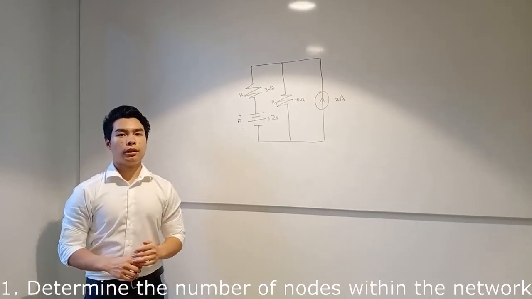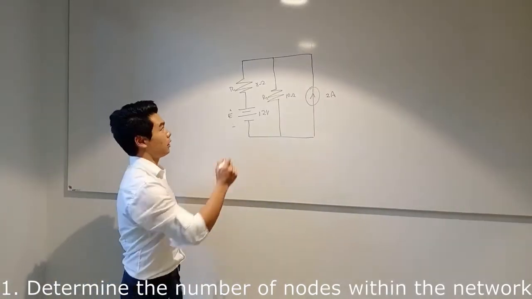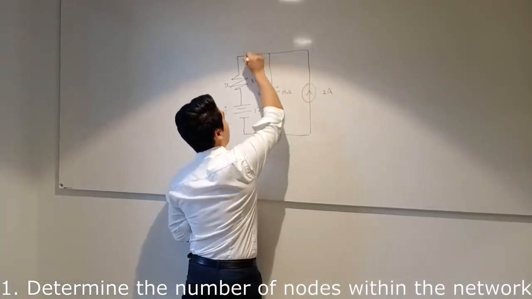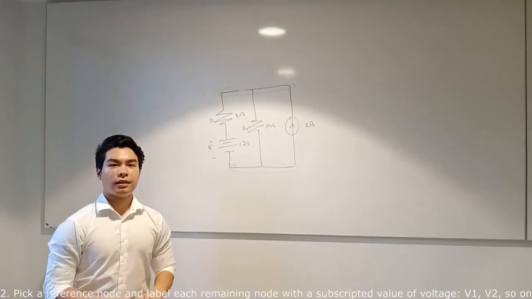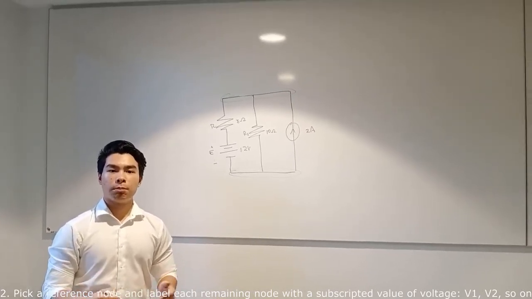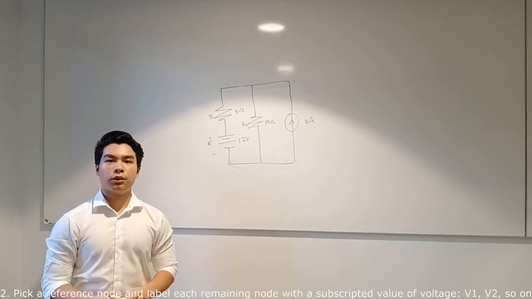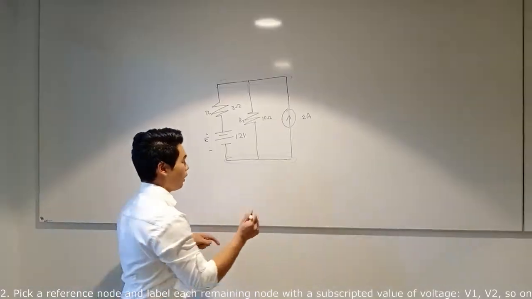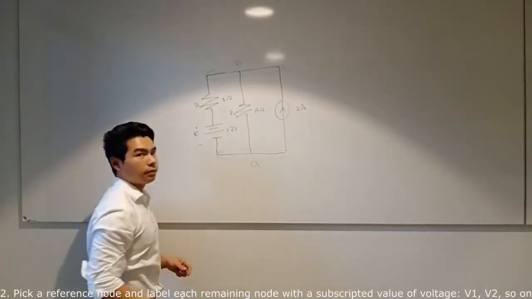If you recall correctly, the first step is to determine the amount of nodes within a circuit. In this circuit we have one node here and the reference node down here. Step 2 is to pick a reference node. It isn't necessary, although we make it a policy to make our ground a reference node and assign it a potential value of 0 volts, and this we will assign V1.